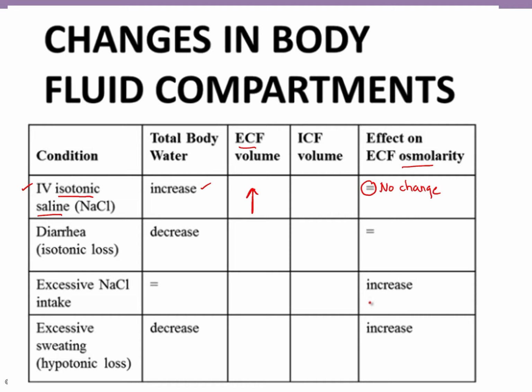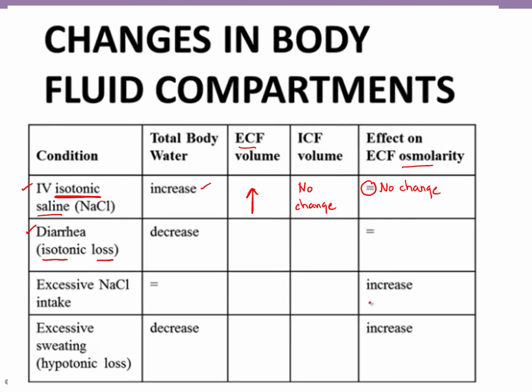So we're not changing the tonicity or the osmolarity. There's no extra solutes or less solutes. All we're doing is increasing the volume of the fluid outside of our cells, but since it's isotonic, the cells themselves will not take up water or lose water. So for intracellular fluid, there's no change because, again, it's isotonic. What about diarrhea, where you have isotonic loss?